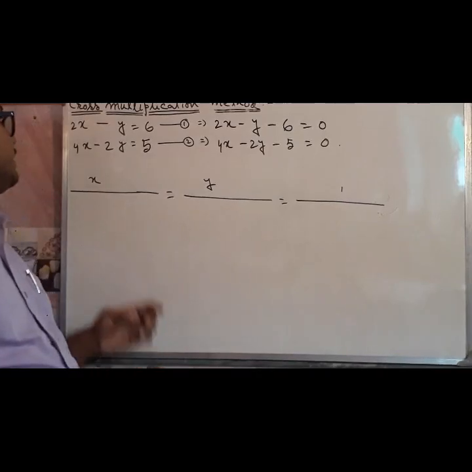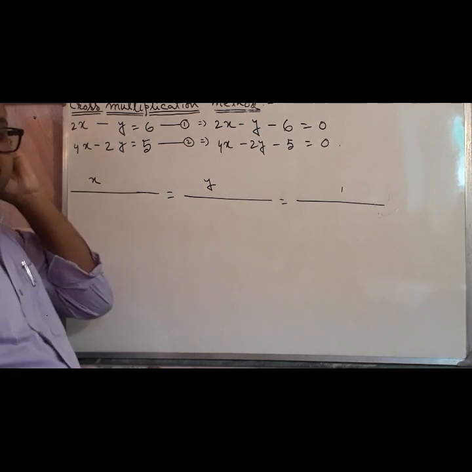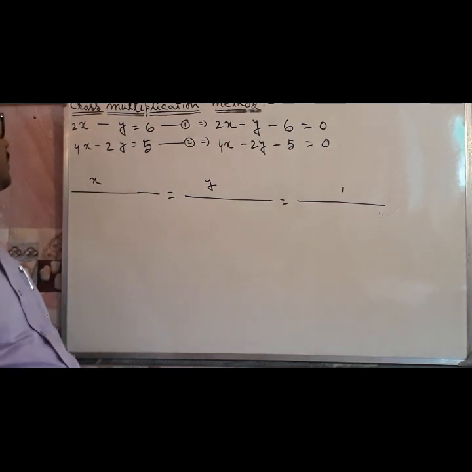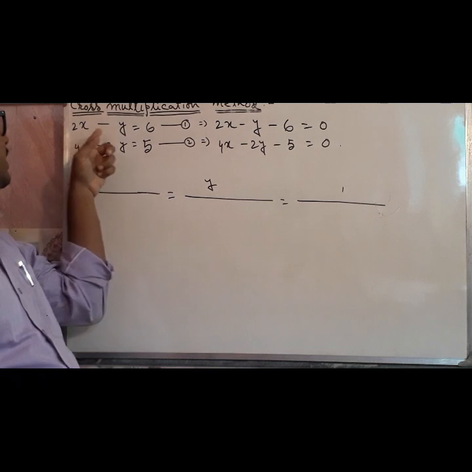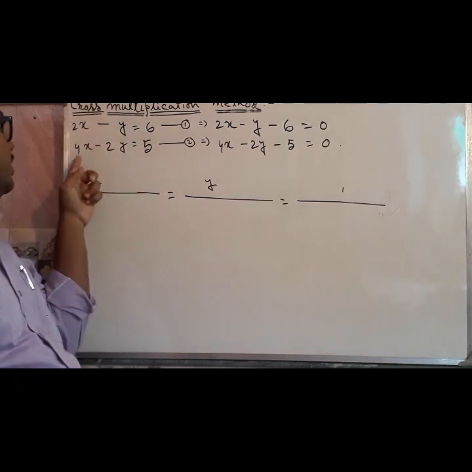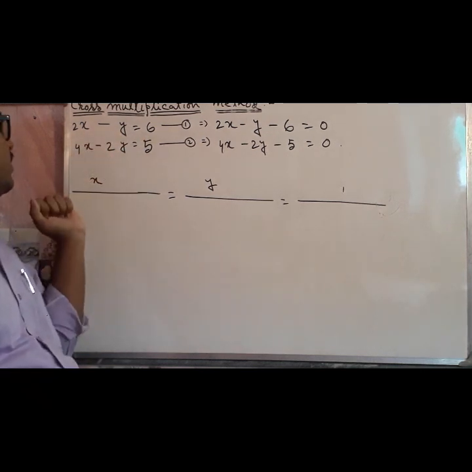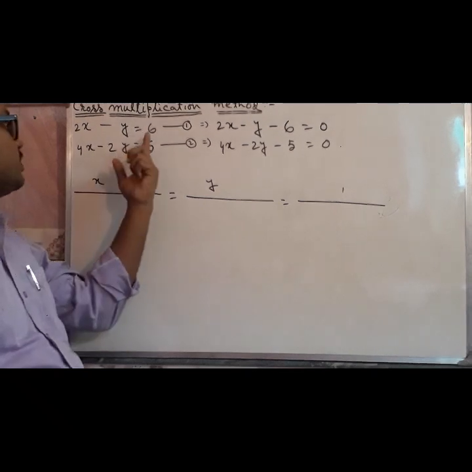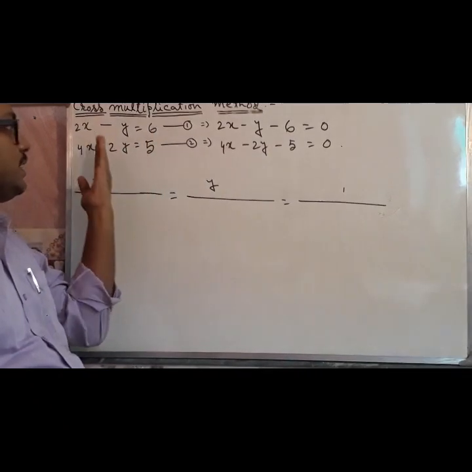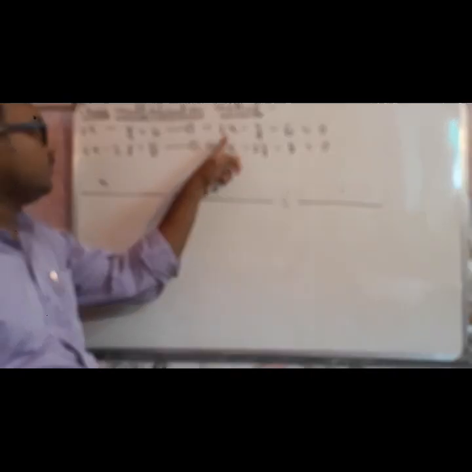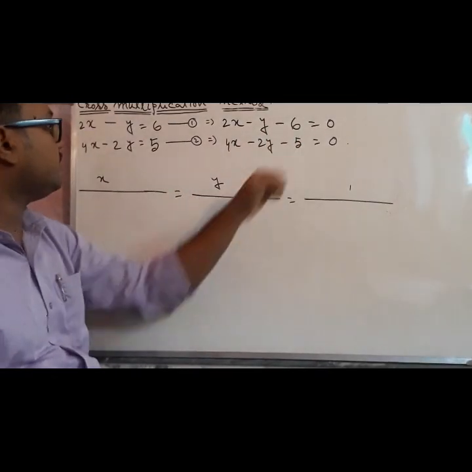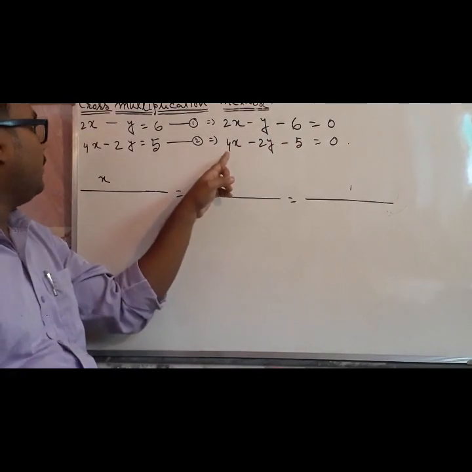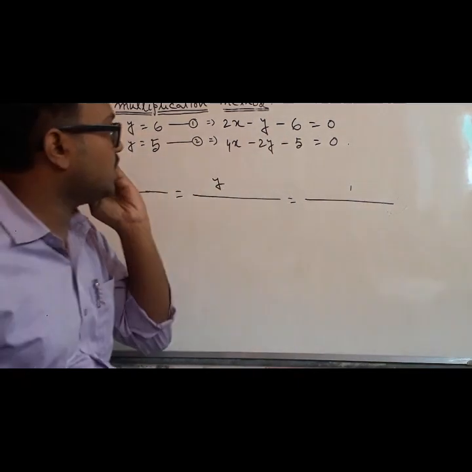Another example we take for the cross multiplication method. To understand the cross multiplication method, take 2x minus y equal to 6 and 4x minus 2y is equal to 5. Again the same process, we have to keep the constant term on the left hand side. So the first equation will be 2x minus y minus 6 equal to 0 and the second equation will be 4x minus 2y minus 5 is equal to 0.